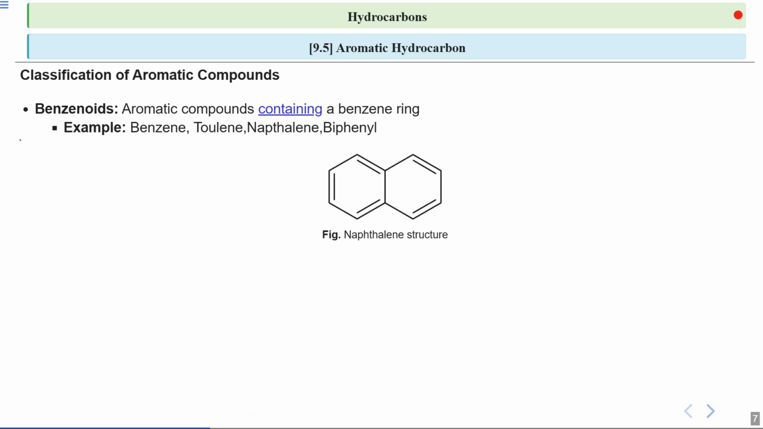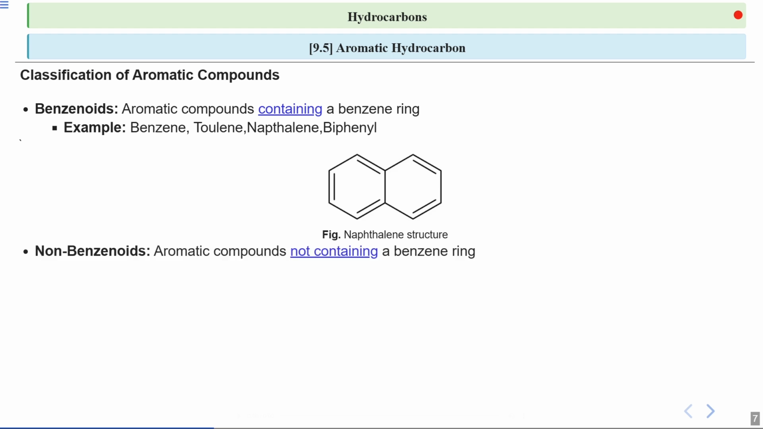Benzene rings are hexagonal rings made up of 6 carbon atoms with alternating double and single bonds, which gives them extra stability. For example, we can have naphthalene, which is just a fused ring of 2 benzene rings. Then we can have biphenyl, in which 2 phenyls are linked. Then toluene, which is nothing but a monosubstituted derivative of benzene.